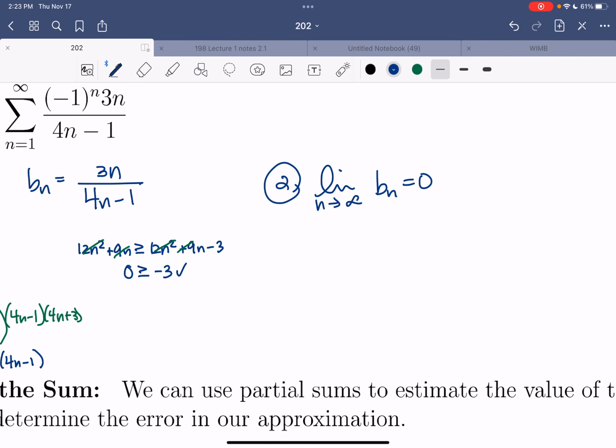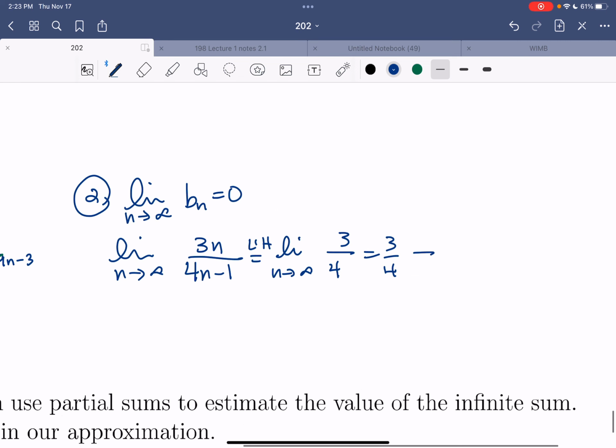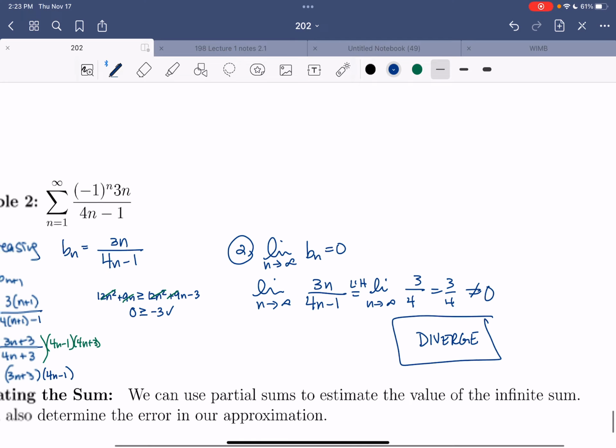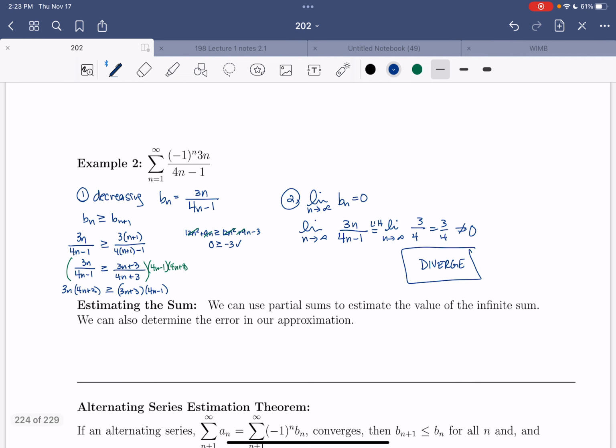And so you have your bn here. You're looking at the limit as n goes to infinity of 3n over 4n minus 1. If we take a look at that, that's infinity over infinity. So if you're using L'Hopital's rule, that's the limit as n goes to infinity of 3 over 4. So we get 3 over 4, which is not equal to 0. So this one will diverge, because it does not fit both pieces of the alternating series test.